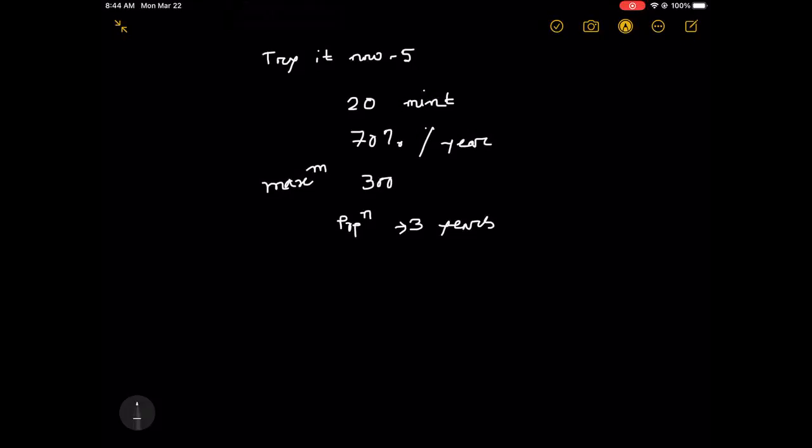You can see the information on your screen. We have 20 mint plants. The plants grow 70% per year. Each year, it grows by 70%. The environment we're talking about can only carry or sustain 300 mint plants. And we're looking for the number of mint plants in the next 3 years. So what should we do?